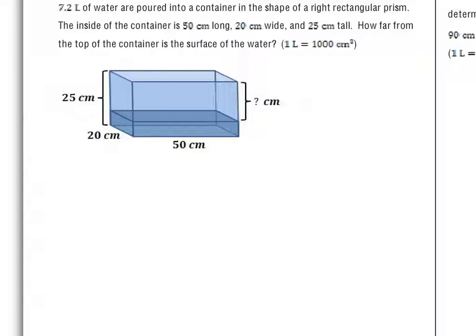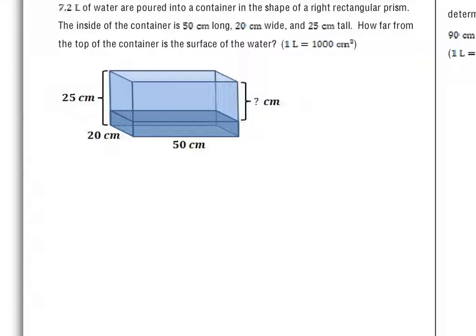Alright, so looking at this particular problem, this is where we really need to have our equation here. It tells me that 7.2 liters of water are poured into a container in the shape of a right rectangular prism. The inside of the container is 50 centimeters long, 20 centimeters wide, and 25 centimeters tall. How far from the top of the surface is the water?